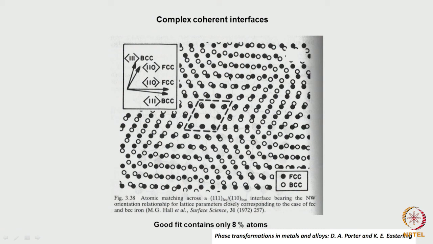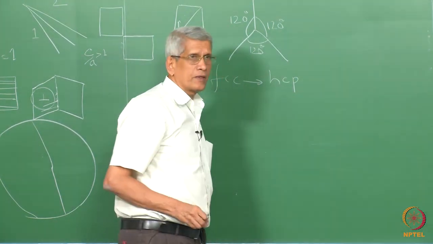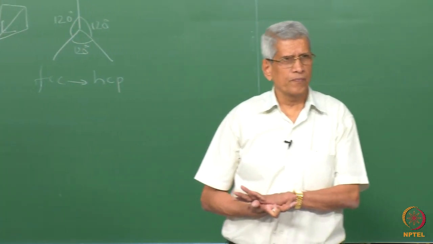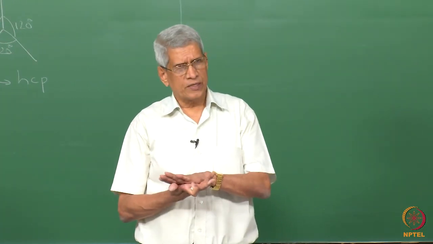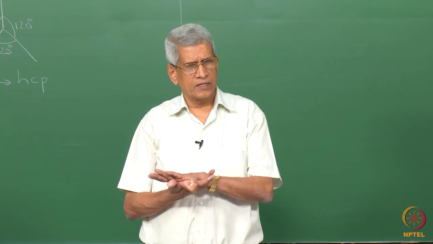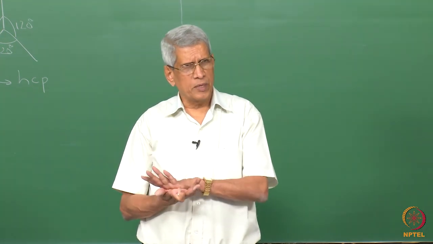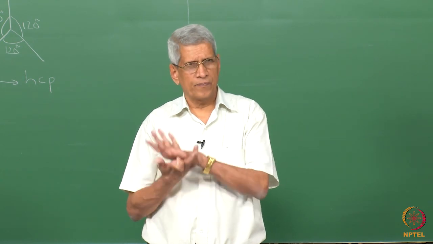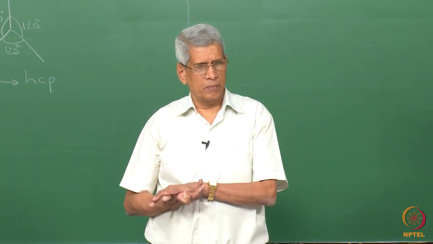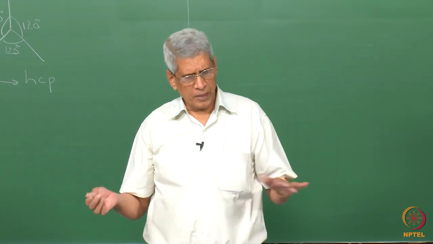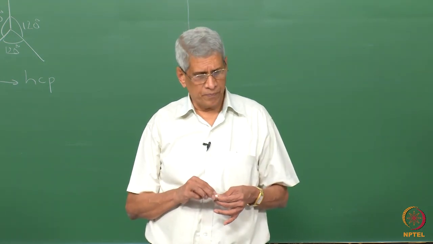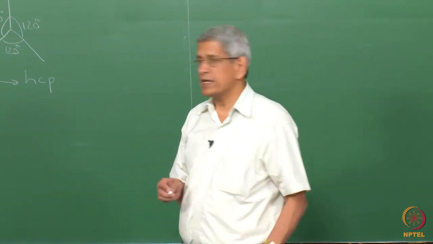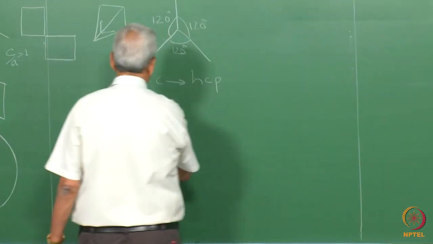The phase transformation, if it takes place, if the lattice parameter remains the same, FCC has a hexagonal structure and HCP also has a hexagonal structure. The matching can be perfect across the 111 plane, correct? It can maintain the orientation relationship.